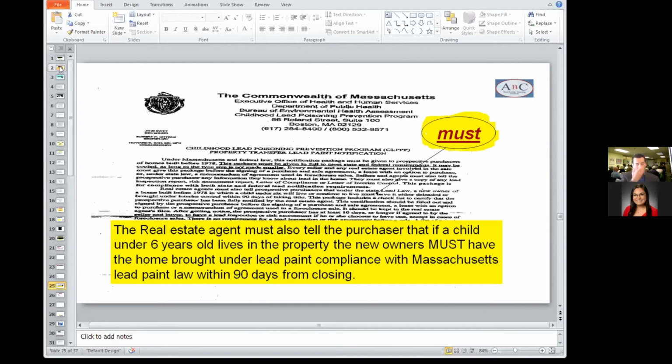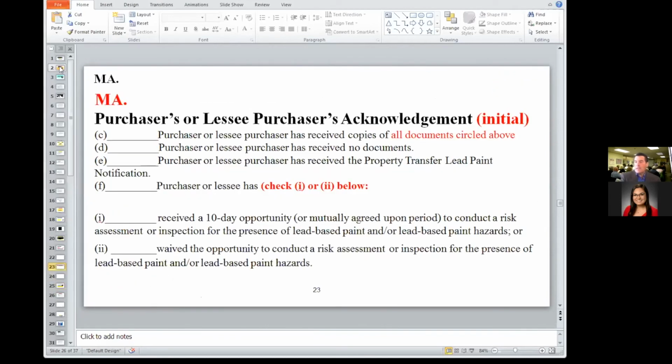Now, on the lead inspection form, can you repeat whether the buyer initials or checks line F? Lead inspection form, A, B, C, D, E, F, right? Right over there, they're still in the initial world, because it says here, check I or II below. Then you jump to the checking. Up here, you're in the initial world. You guys see it on the board? And down here, you're in the checking world.